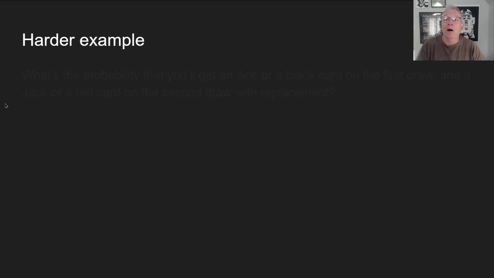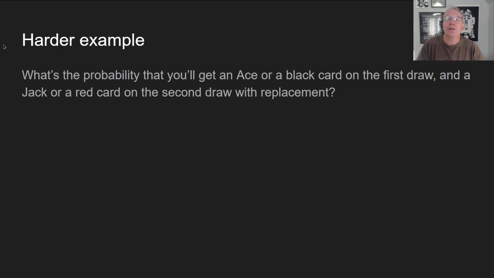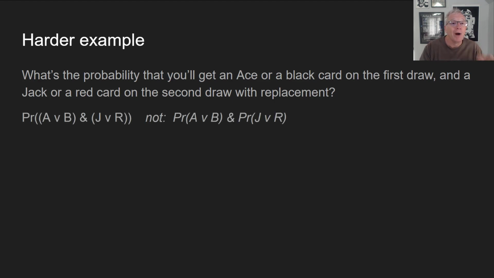Here's a harder example. What's the probability that you'll get an ace or a black card on the first draw and a jack or a red card on the second draw with replacement? Okay, so first question, how should we write this question? Here's the way to write it.